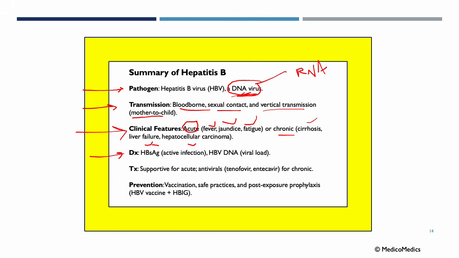In our diagnosis, if we discover a surface antigen, it indicates an active infection. And the viral load will be HBV DNA because it's a DNA virus. Treatment, if it's acute, supportive. If it's chronic, we give antivirals. Ways to prevent hepatitis B: vaccination, safe practices, post-exposure prophylaxis, etc.